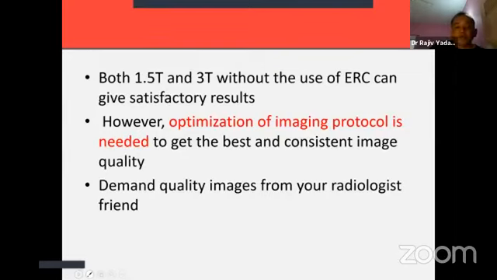Maybe the radiologists are not complaining, but when we urologists start seeing the images ourselves, we will realize that even with the 3 Tesla machine, some of the images are really bad. So you need to demand quality images from your radiologists. Sit with them and tell them, if you have some good image, show them and ask, why don't you reproduce a similar kind of image? You have a good machine. So it's just a matter of optimization of the software and imaging protocol.